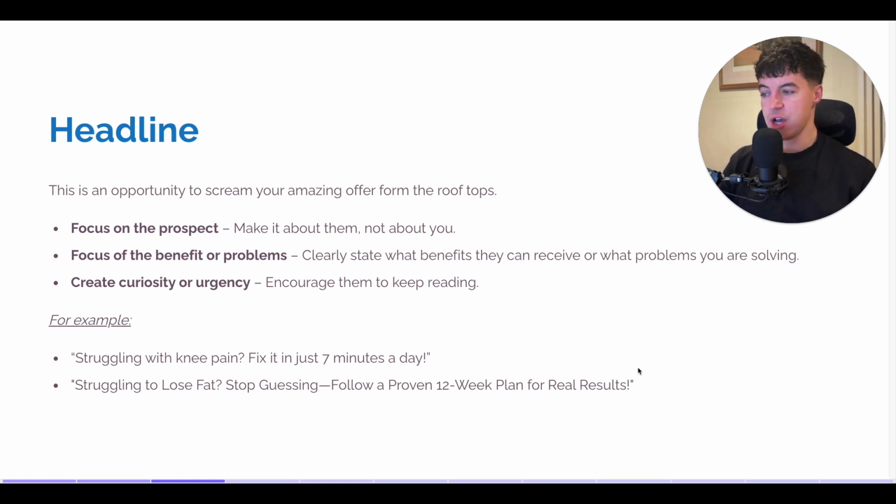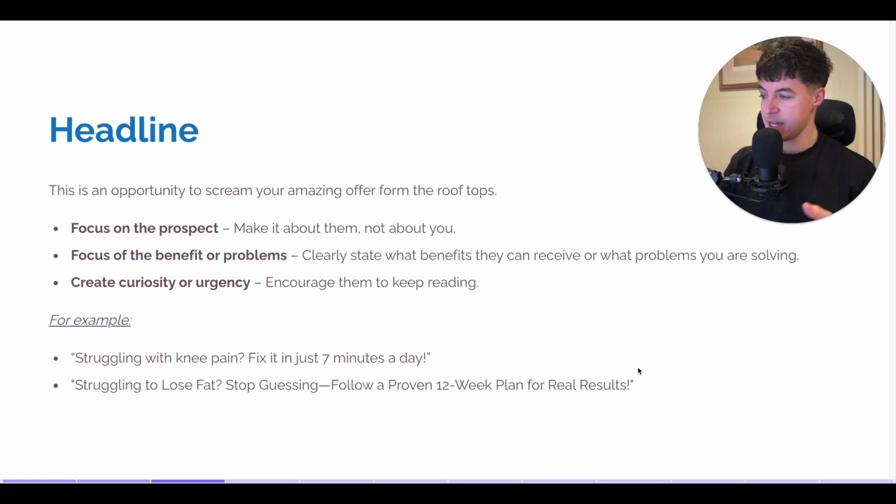So some examples: struggling with knee pain, fix it in just 7 minutes a day. Okay, so here we're displaying a clear problem, which is knee pain. We're showing a clear benefit, which is fix it. And then we're also showing intrigue by saying you can just do it in 7 minutes a day. So people who already have knee pain and want to fix it, and who qualify for the problem and the need for the benefit, are going to instantly be curious. They'll think, well, how am I going to fix this in just 7 minutes a day? There we've built curiosity, and they're going to naturally scroll down the page.